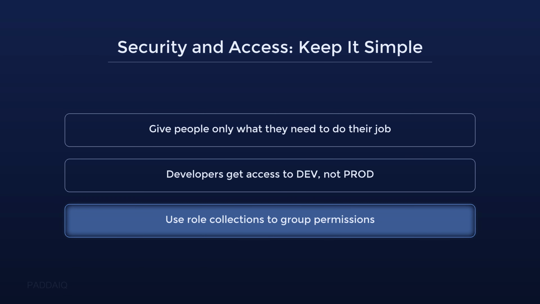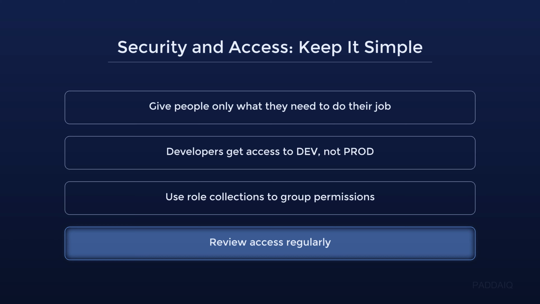Use role collections to group permissions. This means bundling individual authorizations into predefined sets for easy assignment. For example, create a project manager role collection containing permissions to view reports and approve budgets. This approach simplifies user access management and ensures consistency across your team.